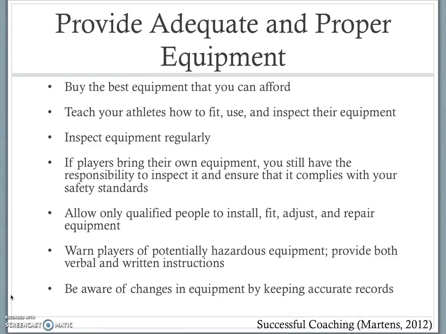Make sure you warn players of potentially hazardous equipment by providing them both verbal and written instructions. Finally, be aware of changes in equipment by keeping accurate records.